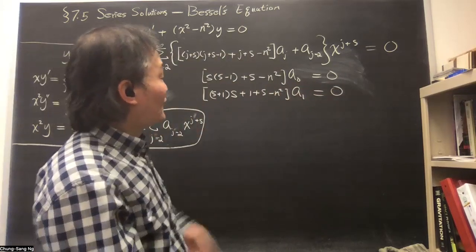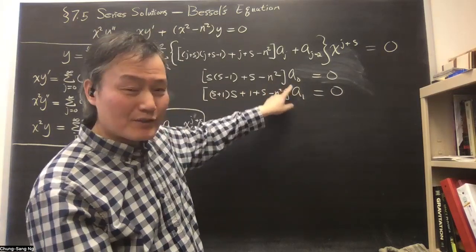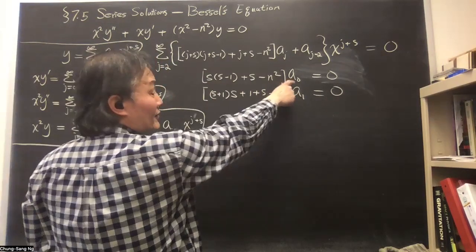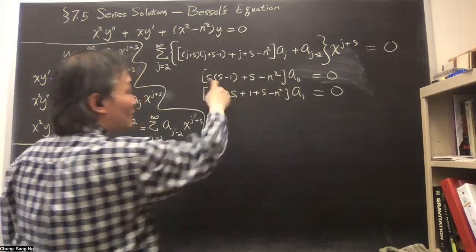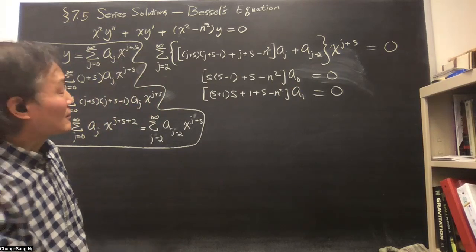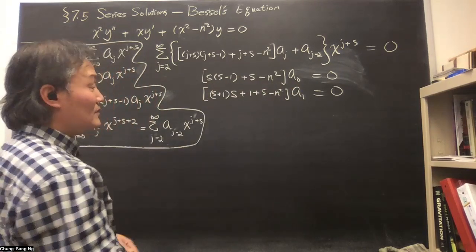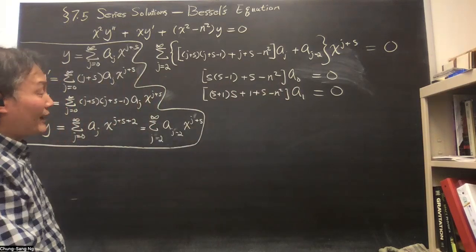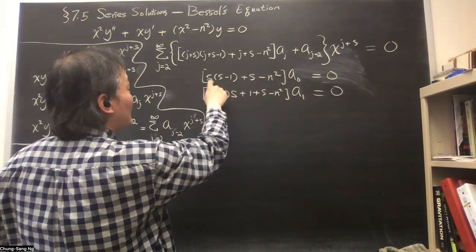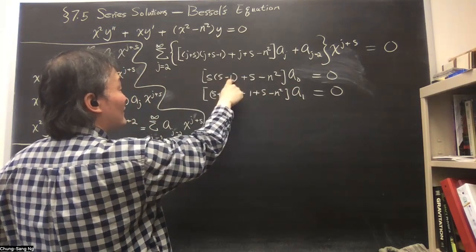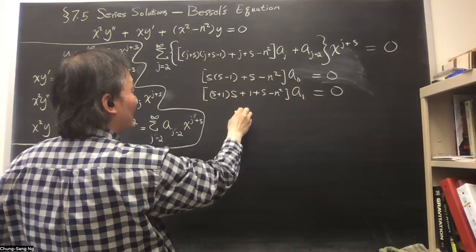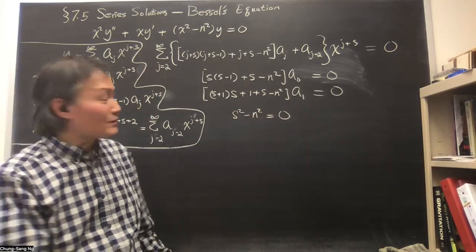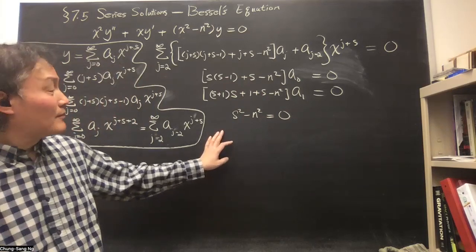Okay. And obviously, you don't want both coefficients to be 0. One of them to be 0 is okay, but one of them should not be 0. So if you assume a sub 0 is not 0, then the brackets need to be 0. So that's called the initial equation. So that will determine what the s index is. So now work that out. Your s times s is s squared, and then you have minus s plus s. Cancel these two, so you have s squared minus n squared equals 0. Okay, so that's the initial equation.